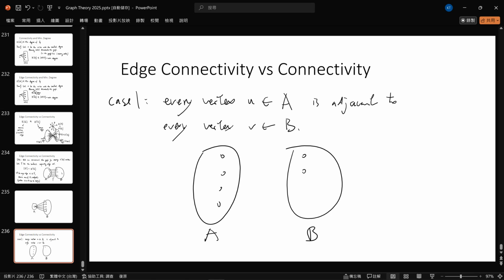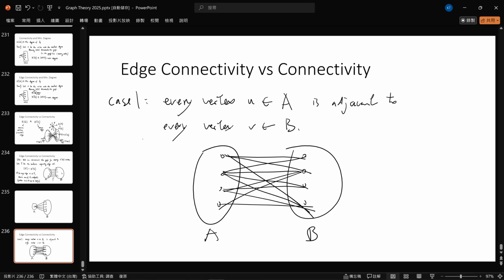So visually, this is like a complete bipartite graph, if you only consider edges in F. So basically, for any two vertices, one in A and the other in B, they are adjacent. So this is the first case.